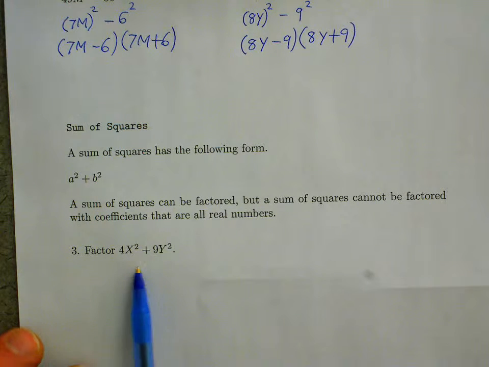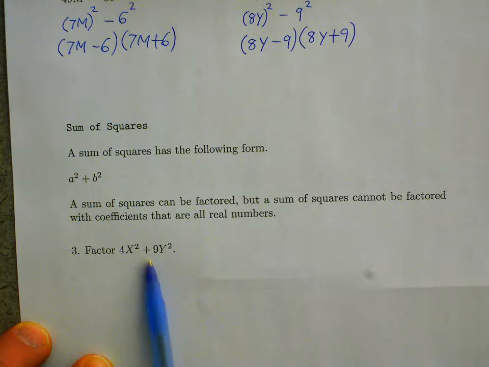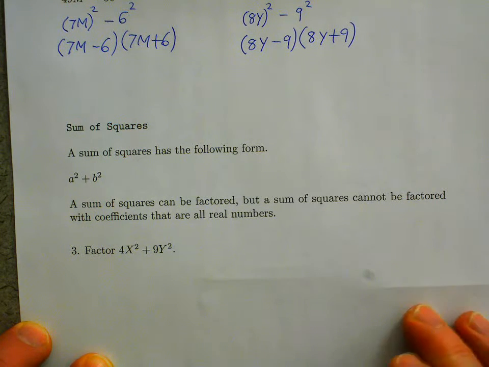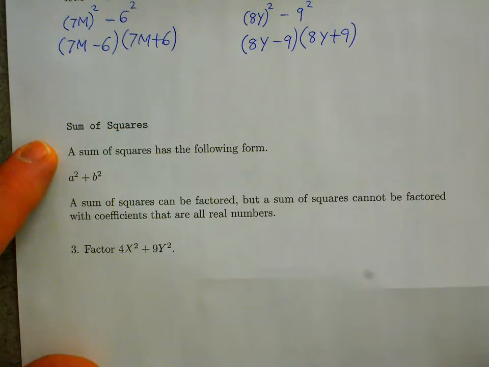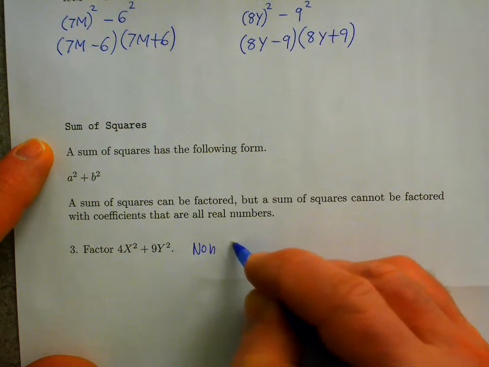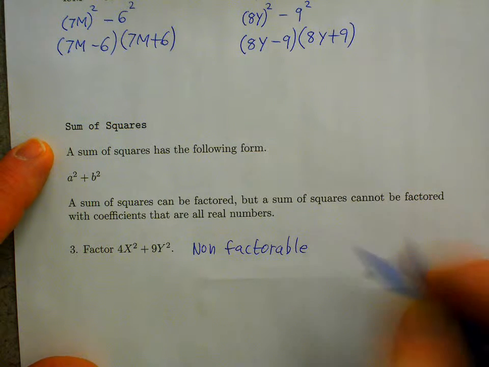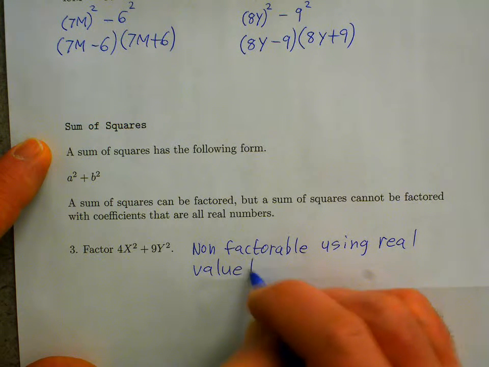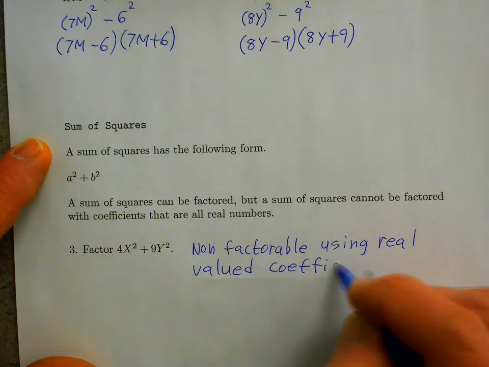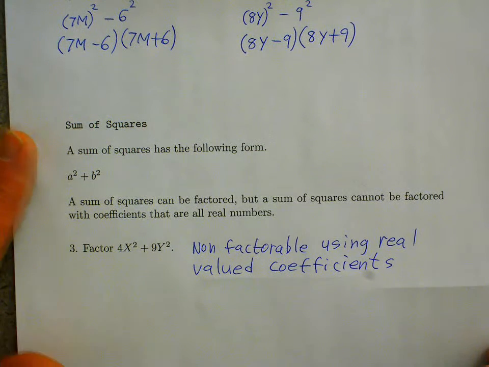So in this class, whenever you see a sum of two squares like this, 4x squared plus 9y squared, for short, we'll just say that it cannot be factored, but it really can be factored. It's just that we're not going to learn how to factor it in this class. You have to go outside of the set of real numbers to factor a sum of squares. So non-factorable using real number or real valued coefficients. If you take college algebra, you'll learn how to factor a sum of squares in that class. It involves numbers that are not real numbers.